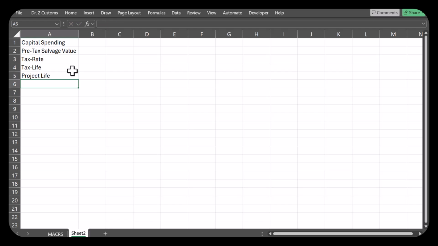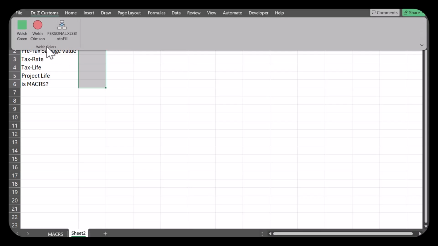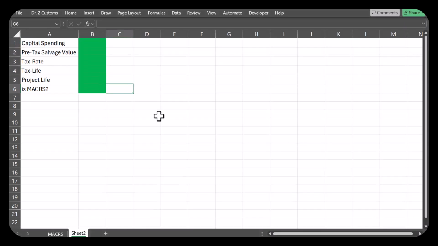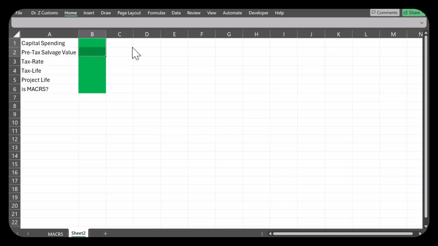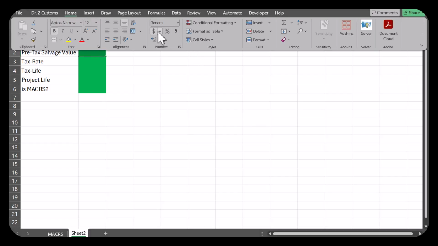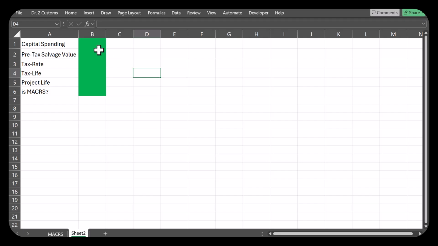of course, these are all my inputs, so I'm going to make that my green. That's why I made those little macros. I can do that quickly. These are dollar formats, and I'm going to make them a little bit bigger. So it's going to cost me 100,000, but I can salvage it at 25,000.